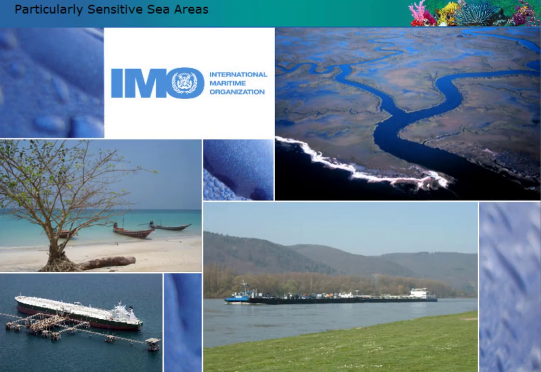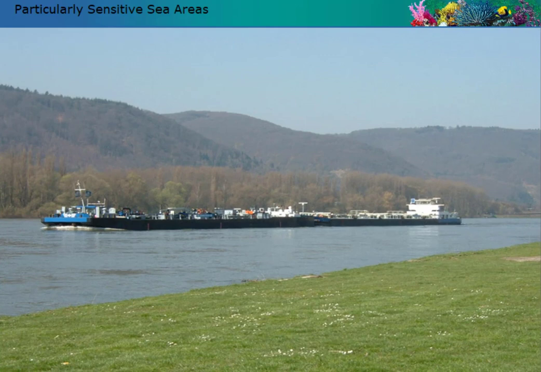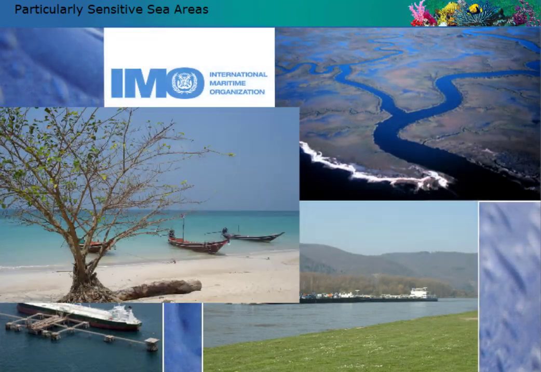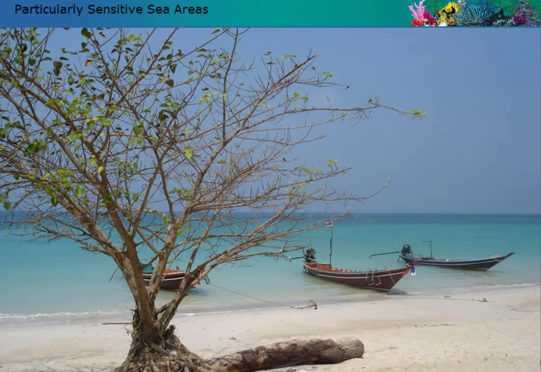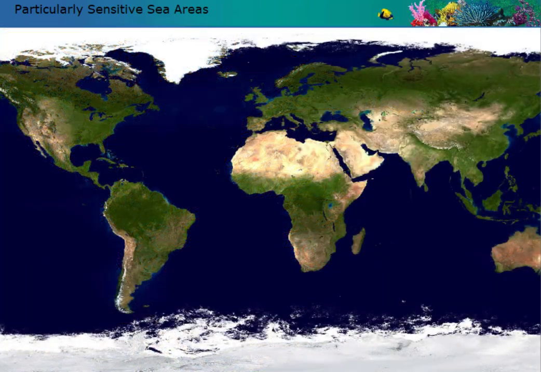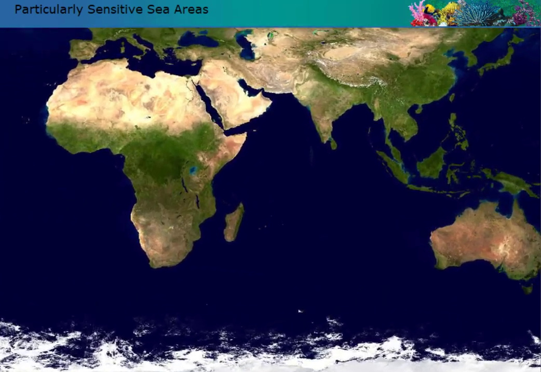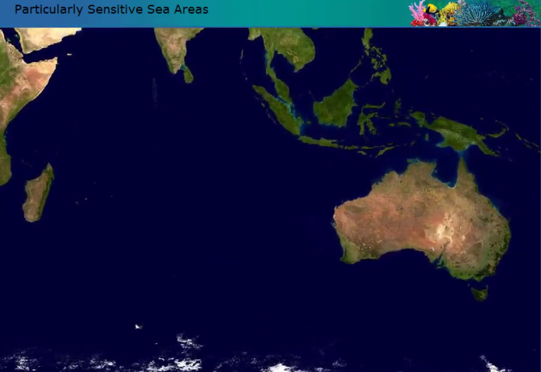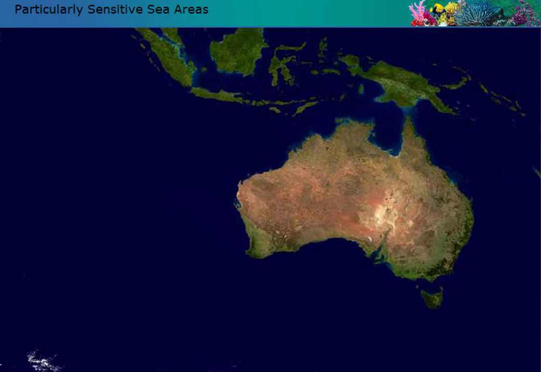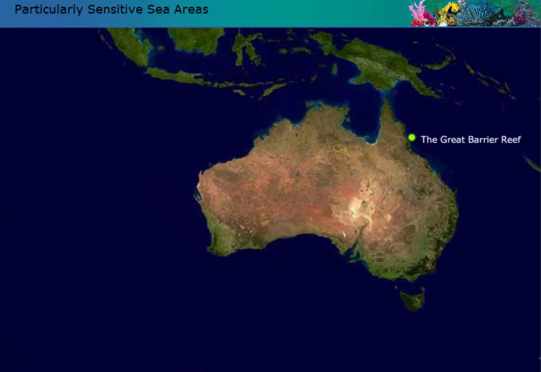PSSAs are different from other marine protected areas, MPAs, because they are only protected against pollution from shipping. Other MPAs can, for instance, also be protected from impacts of fishing or other industries. The 12 designated PSSAs as of 2010 are the Great Barrier Reef, Australia, designated in 1990, extended with Torres Strait in 2005.